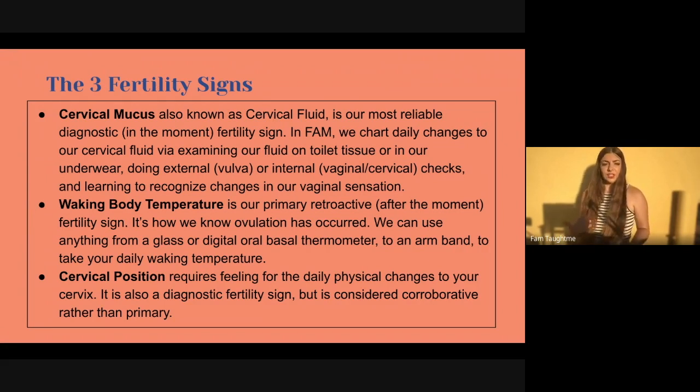We chart our daily changes to our cervical fluid by examining our fluid on toilet tissue, in our underwear, or doing external or internal checks. Cervical position, similarly, requires feeling for the daily physical changes to your cervix by using your fingers and actually touching your cervix. It's also a diagnostic sign, but it's considered more corroborative rather than primary. Thirdly is waking body temperature, which is our primary retroactive fertility sign. It's how we know ovulation occurred, something we only find out after ovulation has happened, and we confirm it with waking body temperature.